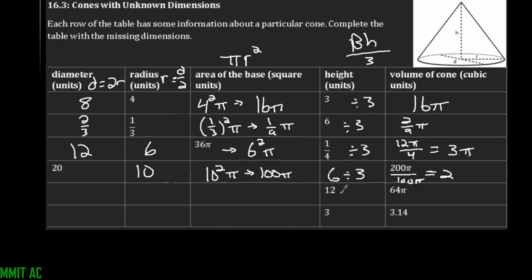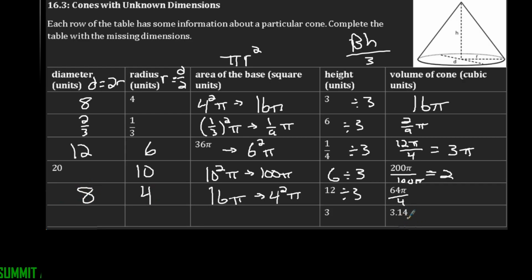Same idea. We can do this divided by 3 to get our missing piece. So that's equal to 4. So I have this divided by 4 is equal to 16 pi. So that means this is 16 pi, which is the same as 4 squared times pi. So our radius is 4 and our diameter is 8.